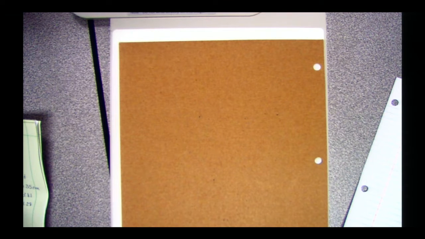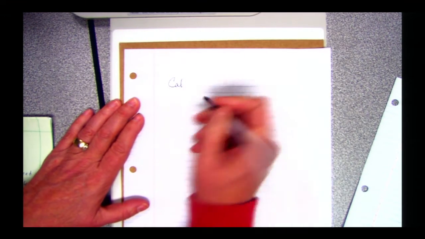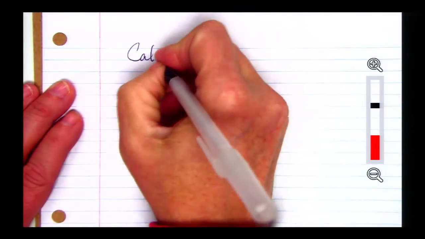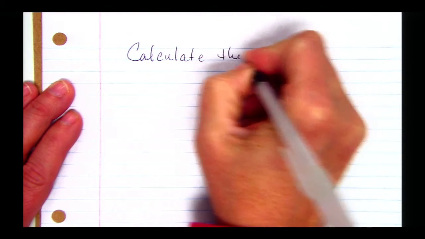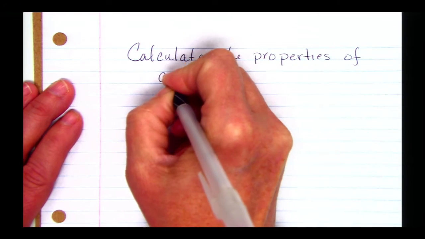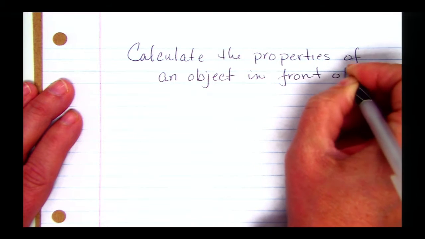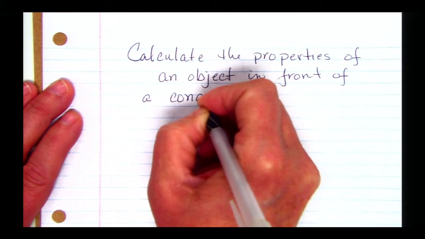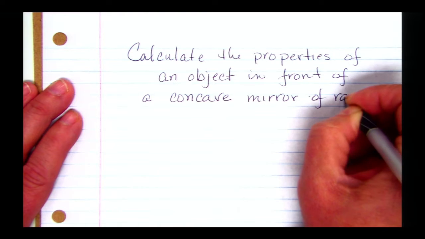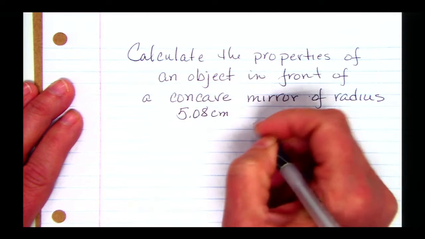All right, we're going to calculate the properties of an object in front of a concave mirror of radius 5.08 centimeters, and the object is going to have a height of 1.27 centimeters. So that's what we're going to do.